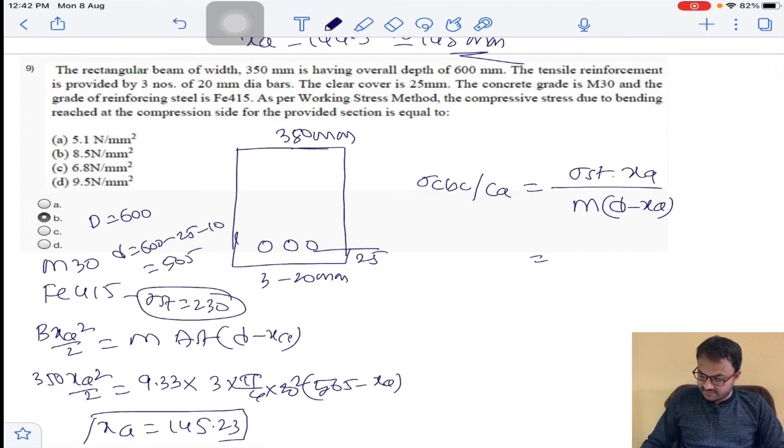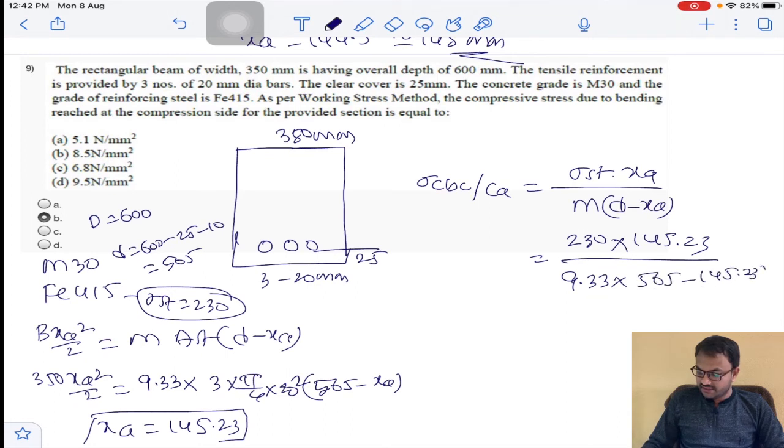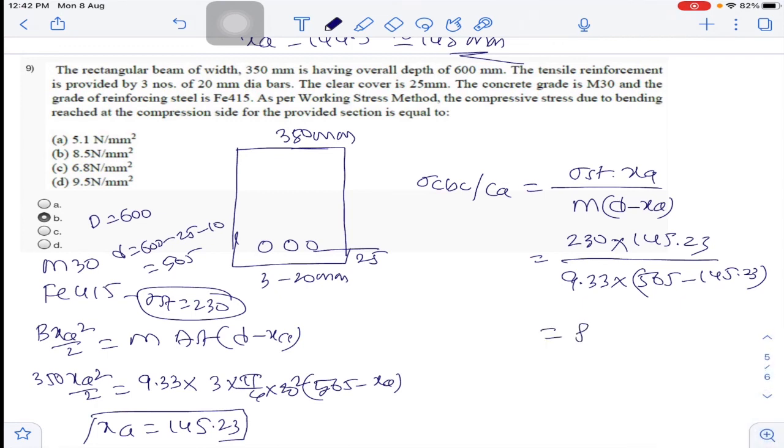So I am substituting here sigma ST, that is, for FE415 sigma ST is equal to 230. You need to remember this value. 230 into XA, which is 145.23, divided by m, which is 9.33, into d, which is 565 minus XA, 145.23. So you will get the stress as 8.50 Newton per mm square. Clear? So the answer will be option B for question number 9.